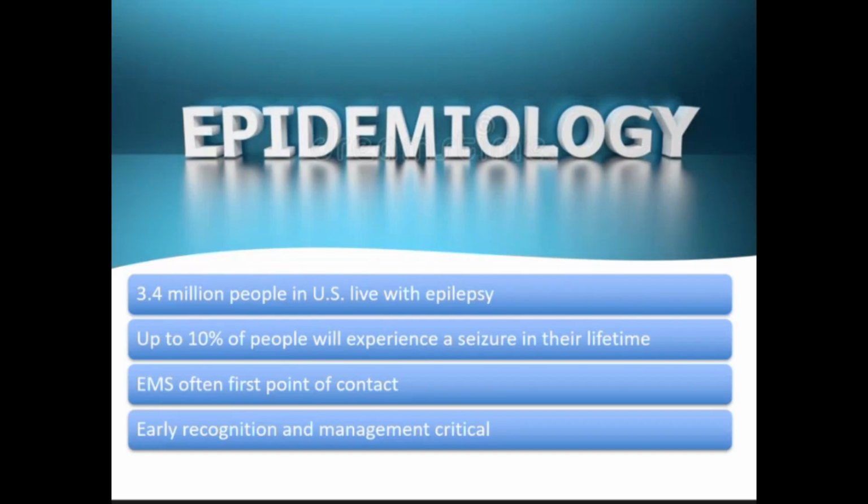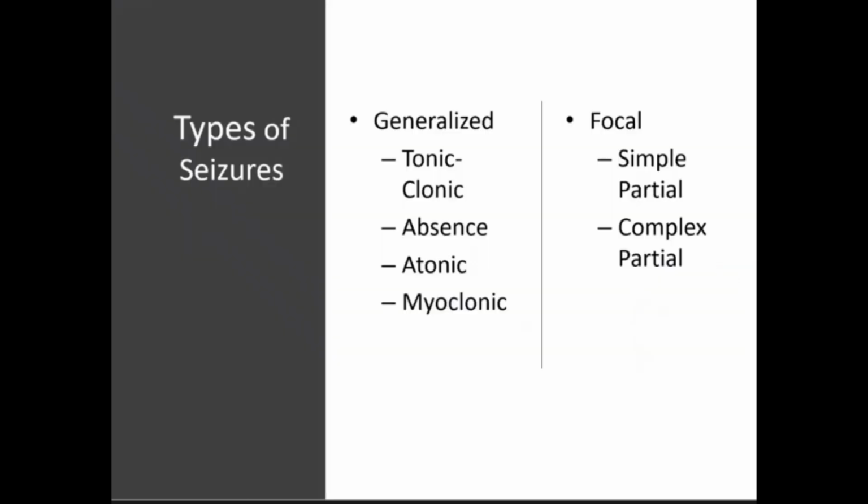Early recognition of seizures, and especially those red flag things that we are going to talk about, can decide how these patients are going to turn out and how their care can go from when we get them to when they're at the hospital. So these are the ones that we're going to talk about. These are kind of the most common ones. So you got generalized seizures and focal seizures.